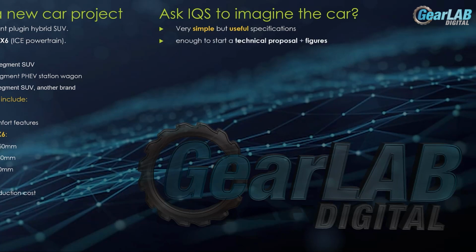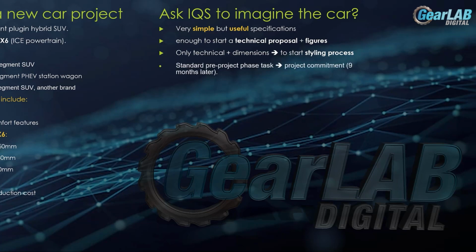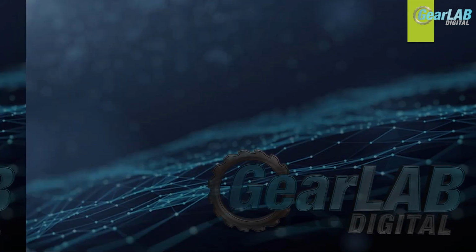Yet, this is enough to start creating a rational technical proposal by a skilled human engineer, to predict some general figures and create realistic targets. We are talking mostly technical, including some dimensional constraints for styling artists, to help them start the styling process, which is done out of IQS with very specific artistic software. This is a standard task to realize in pre-project phase, until the project commitment starting 9 months later. No PLM system is designed to work it out, even with some million euros spent to make it happen, unsuccessfully. Will IQS be able to make it so?